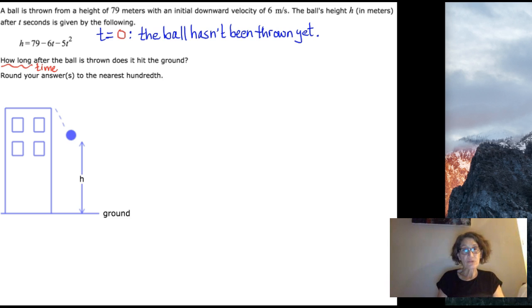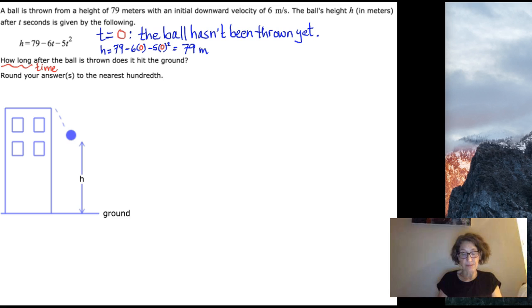Well, let's see if that's true. Let's put t equals 0 into that equation. So h will be 79 minus 6 times 0, minus 5 times 0 squared. So 6 times 0 is 0. 5 times 0 squared is 0. So we do get positive 79. So it is 79 meters from the ground when t is equal to 0.